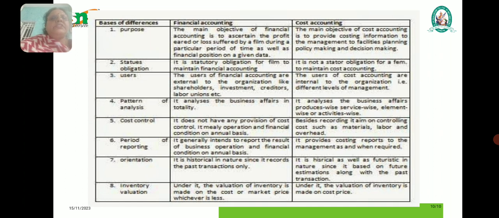Financial accounting is historical in nature and it records the past transactions only. But in cost accounting, it records future as well as the past transactions. Inventory valuation in financial accounting is cost price or market price, whichever is lower. But in cost accounting, the inventory is valued at cost price.